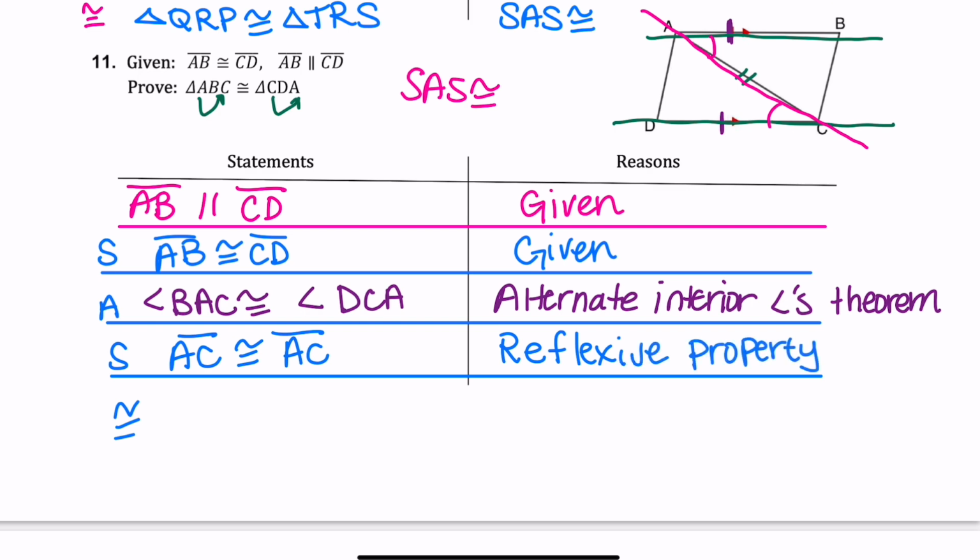Now we're going to go ahead and write our final congruency statement. We can find this here. Triangle ABC is congruent to triangle CDA, and that would be because of side angle side congruence.